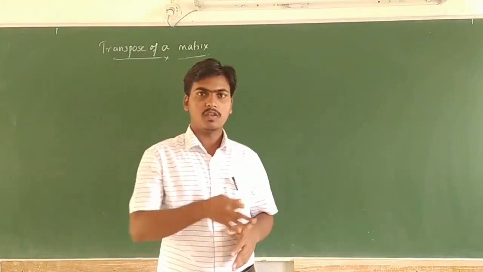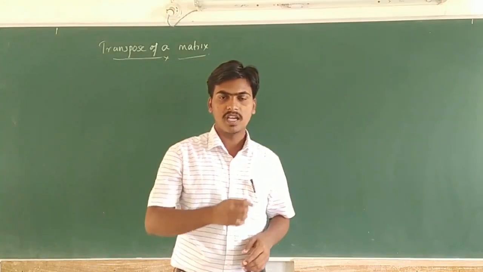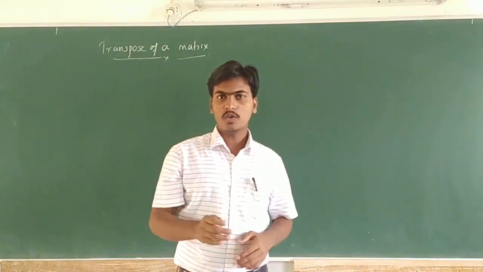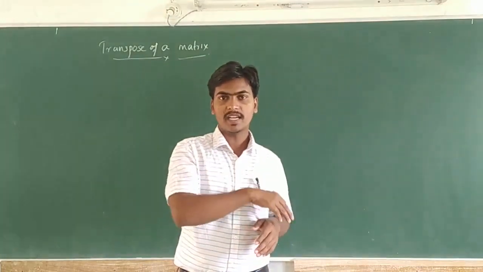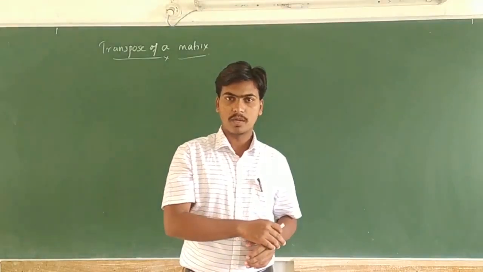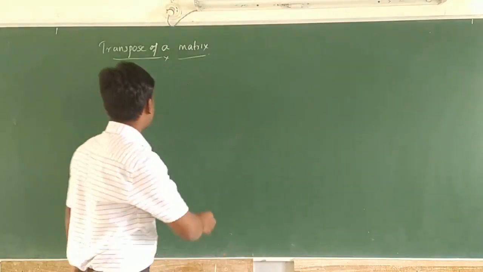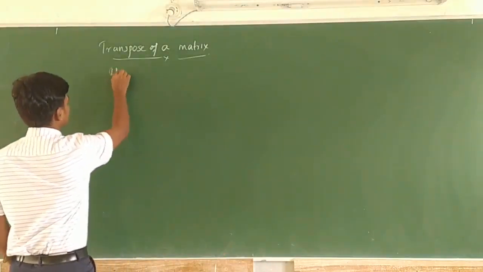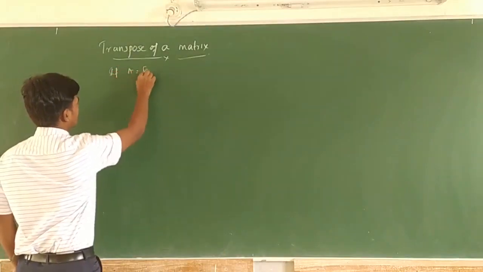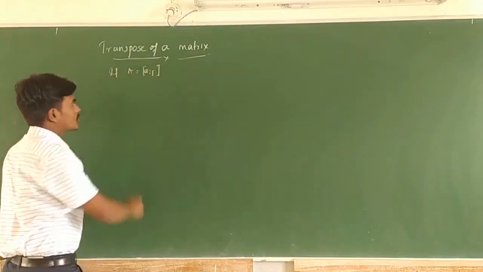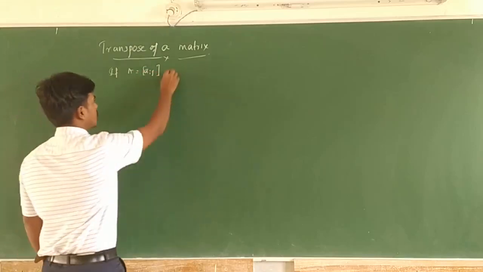Transpose operation has to be applied on the given matrix. Yes, the new matrix is obtained by interchanging the rows and columns of the given matrix. That is, in general, if A is equal to Aij, be a matrix.